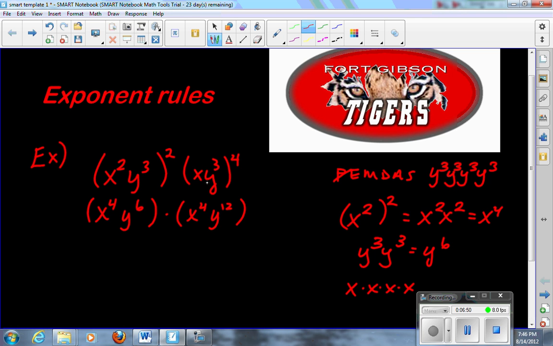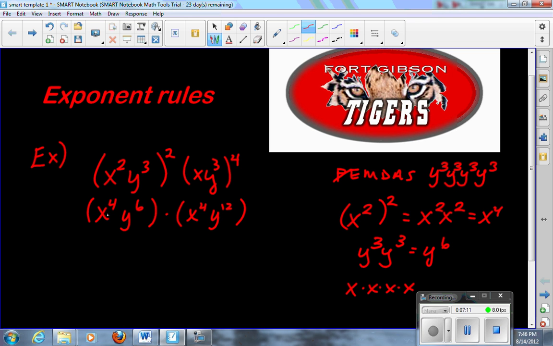Okay, so we've got x to the 1st to the 4th, which just gives me x to the 4th. Y cubed to the 4th means y cubed times y cubed times y cubed times y cubed, 4 times. That's what 4th power means, times itself 4 times. So add these exponents up and get a 12, or do the shortcut: 3 times 4 gives me a 12.